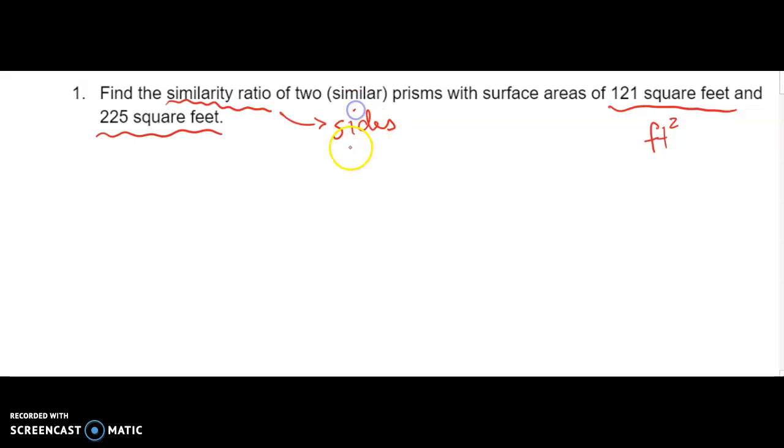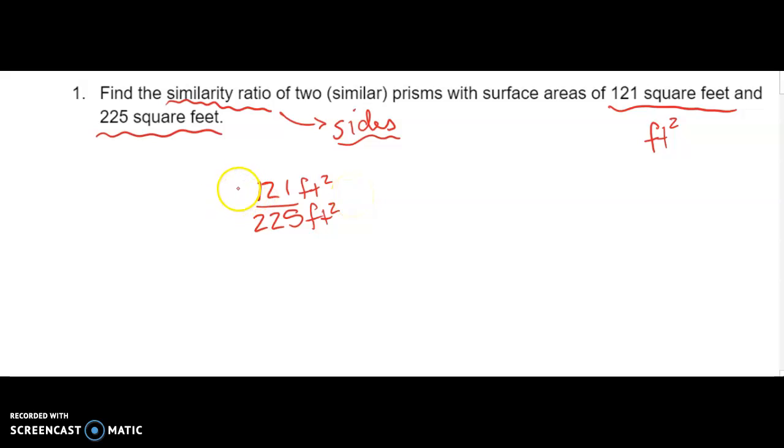So ratio of sides. So what we have to do is take this and convert it from a squared term into a singular, or I guess an exponent of 1. So if I write my ratio of areas, it's 121 to 225, and that's in feet squared, feet squared. So what I need is in terms of just a side to a side. So I need it in terms of feet to the first over feet to the first. So how do I deal with that?